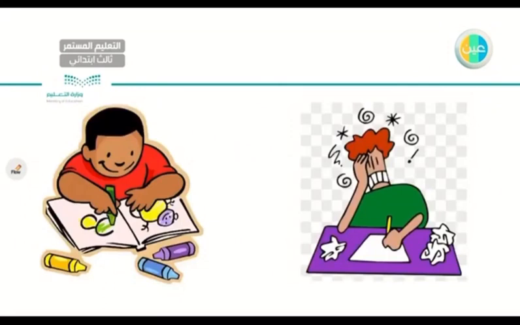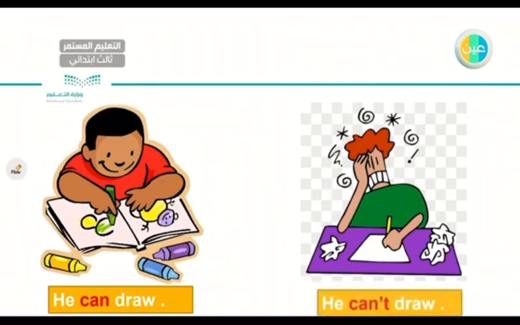How about these two boys? This is from the previous lesson. To your left, I have a boy here. He's doing just fine. He can draw, right? He can draw. But for the second, he is stressed out. He just tore some papers because he cannot draw. He can't draw. Very good, my dear student.